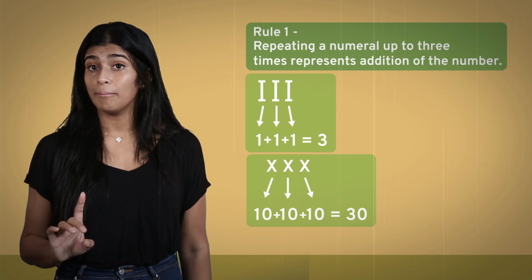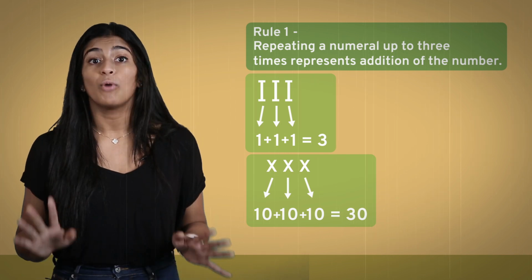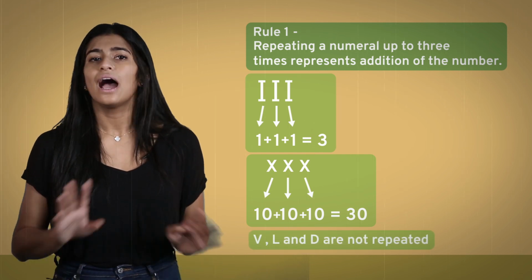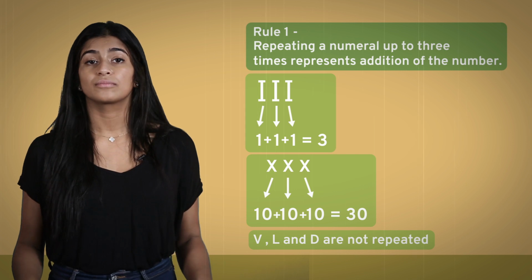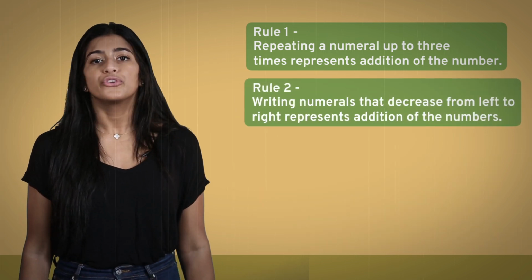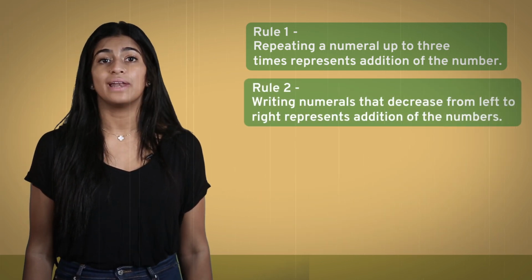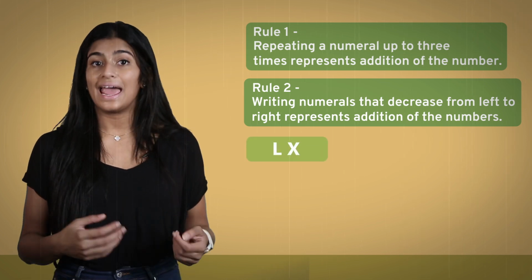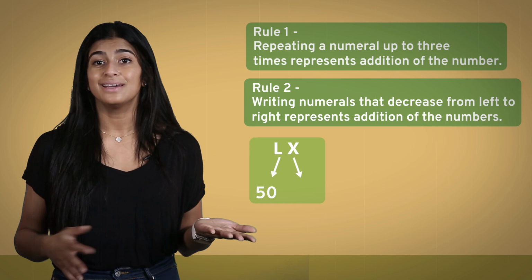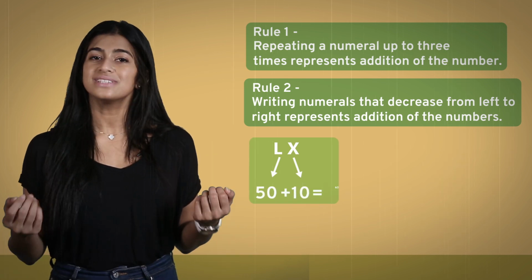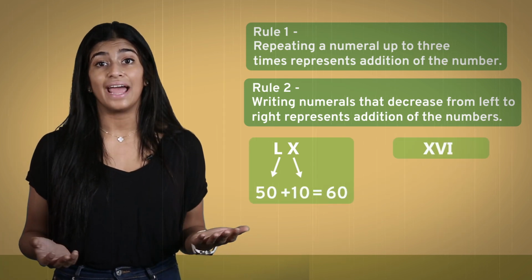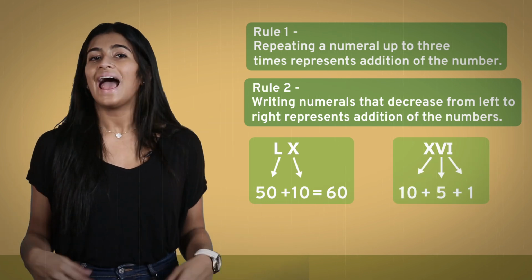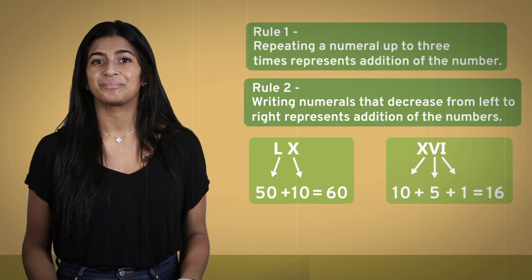But remember, a symbol cannot be repeated more than 3 times in a row, and V, L and D are never repeated. Rule number 2. Writing numerals that decrease from left to right represents addition of the numbers. For example, LX represents 50 plus 10, that is equal to 60, and XVI represents 10 plus 5 plus 1, and that is equal to 16.